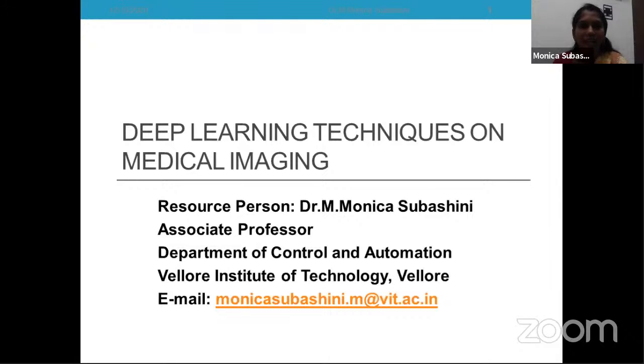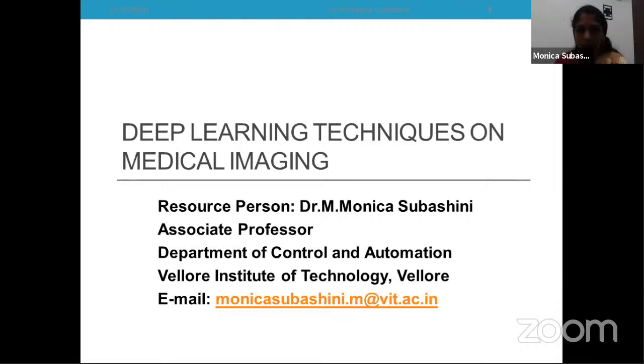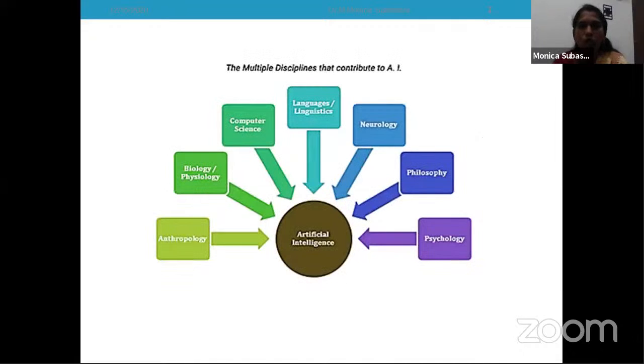Today, we are planning to discuss deep learning techniques on medical imaging. Initially, I wanted to throw some light on neural networks. Then slowly, we'll move towards the applications. Finally, we can end up with deep learning. So it's going to be a combination of theory and some practical exposure.